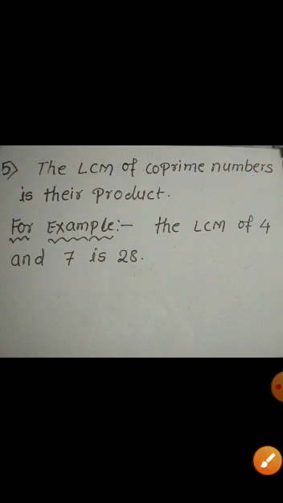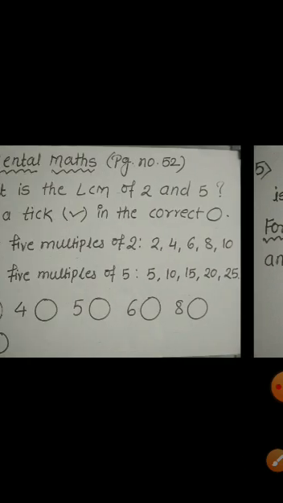In HCF also we have seen the same property, but the answer is different. Can you tell me the HCF of two co-prime numbers? Yes, the HCF of two co-prime numbers is always 1. Whereas the LCM of two co-prime numbers is the product of the given numbers, right? So children, this is all about the properties of LCM. The properties of LCM and HCF are very important and helpful in solving mental maths.